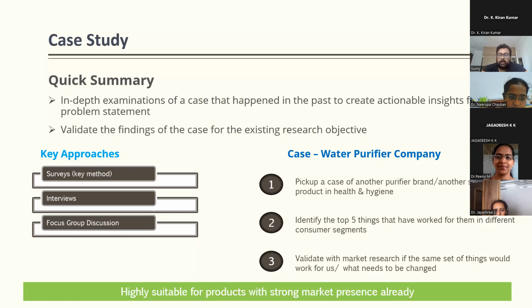I'll again go back to the water purifier example, right? Suppose there's a water purifier launch that you want to do. So pick up a case of a very successful purifier company which has done a very successful brand launch, or any other health and hygiene product, where people have tried to use that product for health and hygiene, right? Then you know from that case or from that study what top 5 things have worked for them. Like, did they brand themselves as a hygiene product?